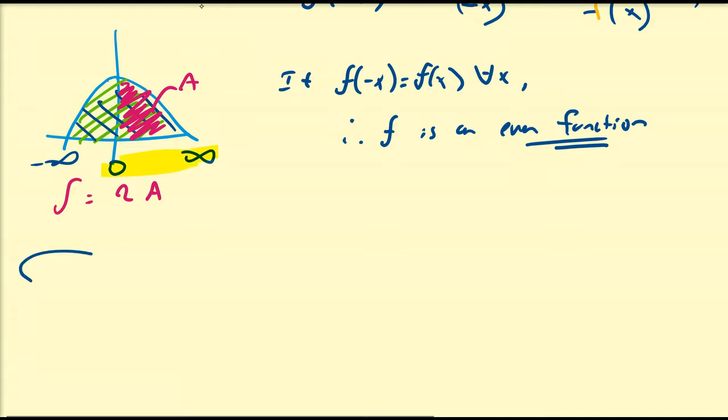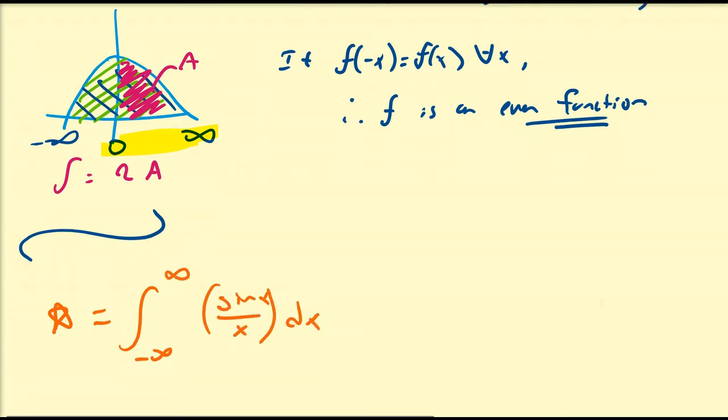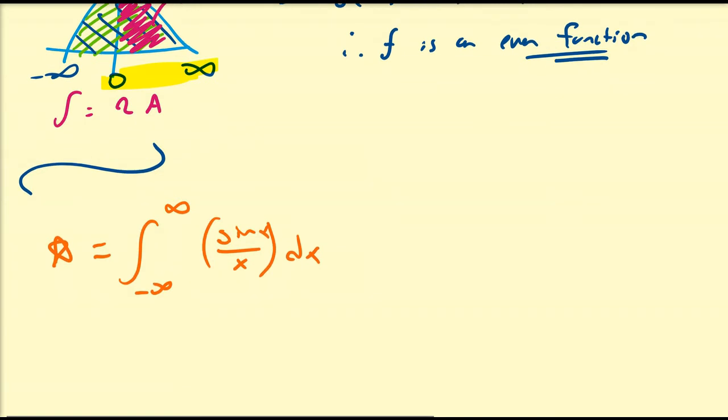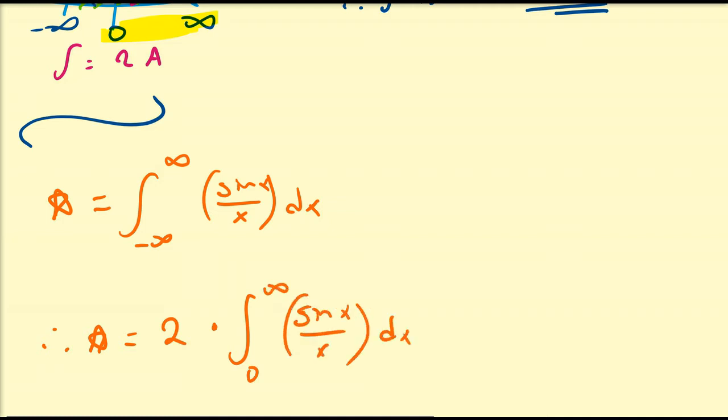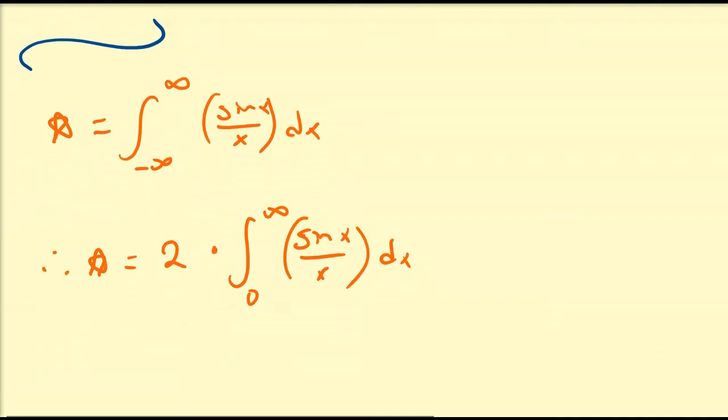So let's go back to the problem and look at what we were looking at. So star is equal to the integral from minus infinity to infinity of sine of x over x dx. So we've proven that sine of x over x is an even function, so we can split this integral up into two pieces and multiply one of those pieces by 2. So that means star is going to be equal to 2 times the integral from 0 to infinity of sine of x over x dx. So that takes care of the first piece.